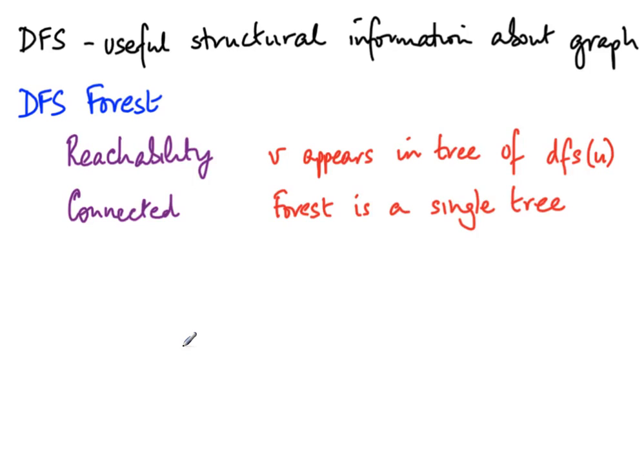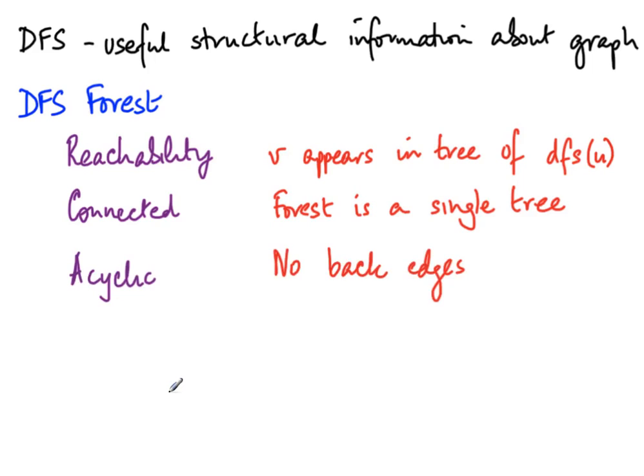If V does not appear in this tree, it means that V cannot be reached from U. More generally, if the graph is connected, then if we start at any vertex, the entire graph will be reachable from that vertex, so the forest will actually collapse to a single tree. So if the DFS forest is a single tree, it means that every vertex is reachable from every other vertex, and so the entire graph is a single connected component. And in this case, we note that actually the DFS tree that we generate is a spanning tree for this graph.